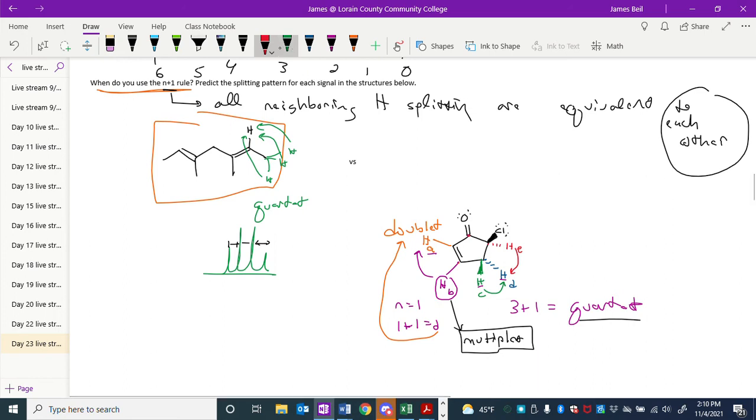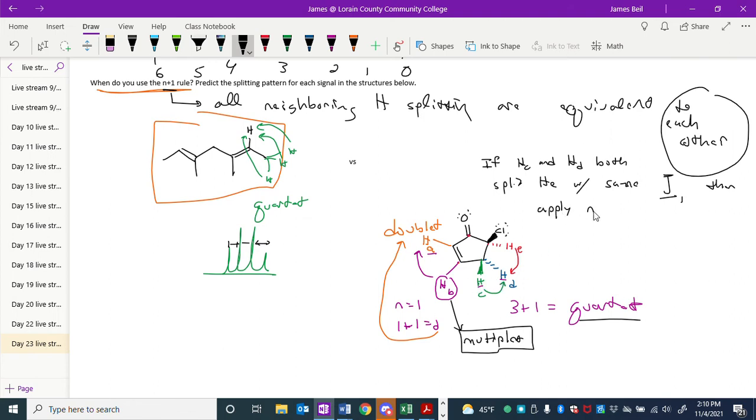Right? So what I can say here is if HC and HD both split HE with the same coupling constant, which is symbolized with a capital J, then I would get a triplet because I could apply the n+1 rule, which would give me a triplet.